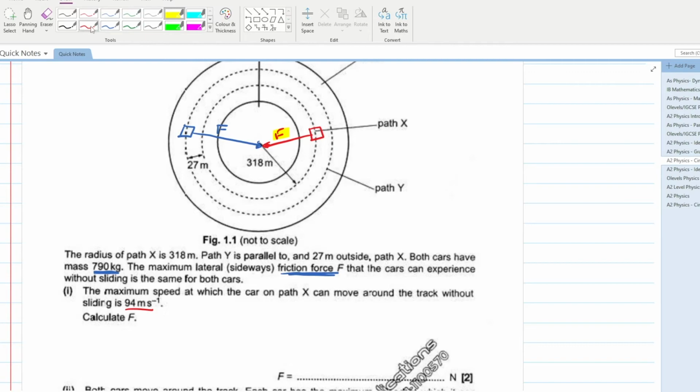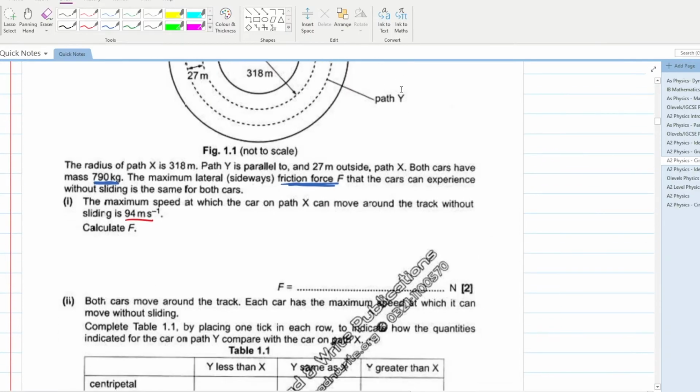We are given that the maximum speed here is 94 ms-1. So if the red force is friction, what will be the force acting away? It will be the centripetal force. Centripetal force is equal to the frictional force. Centripetal force is equal to mv squared divided by r, which is equal to the friction.